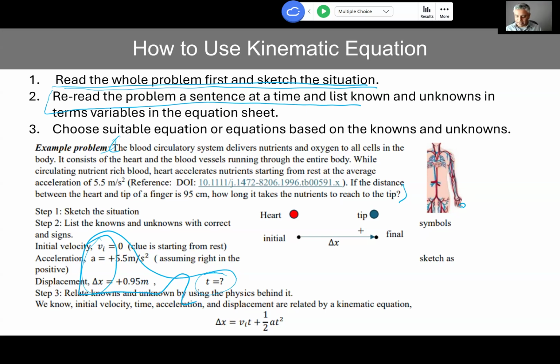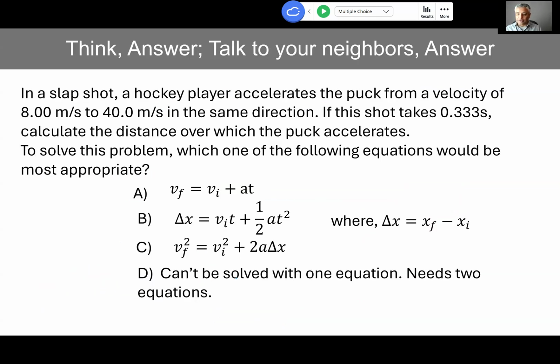It's going to be easier. So now, with that said, here is a question for you. Can you use just one equation? If you can, which one? If not, do you need to use two equations? So for that, what do you need to do?